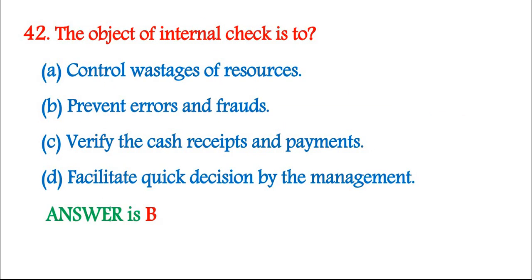42. The object of internal check is to: A. Control wastages of resources. B. Prevent errors and frauds. C. Verify the cash receipts and payments. D. Facilitate quick decision by the management. Answer is B.